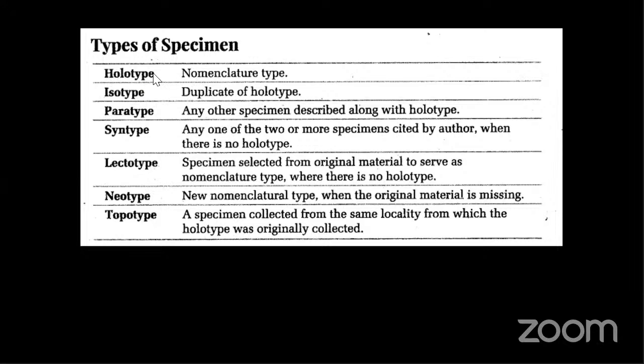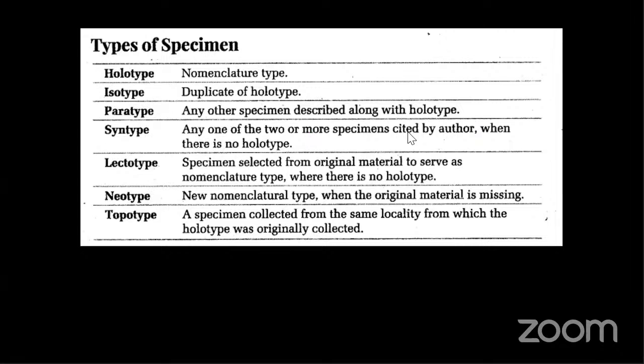Here, holotype is nothing but a nomenclature type on which the original validating description is based. Isotype is the duplicates of holotype. Paratype is any other specimen described along with the holotype as a supplement. It is commonly called as paratype.